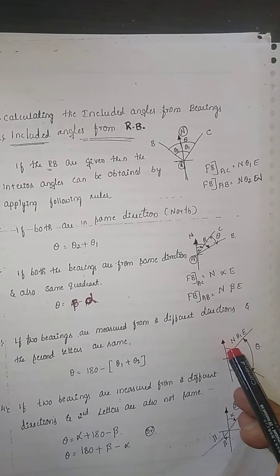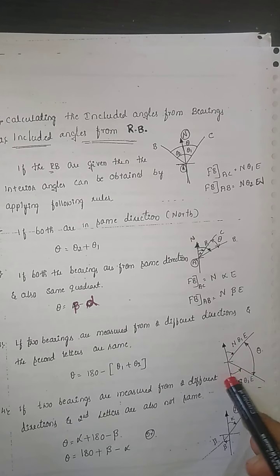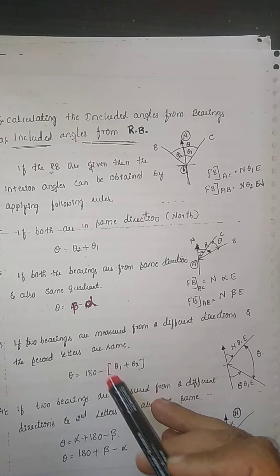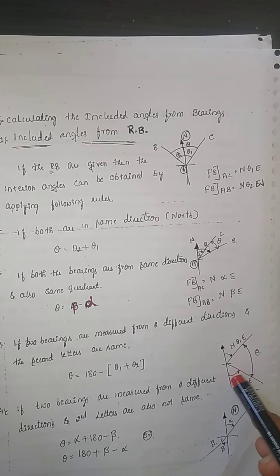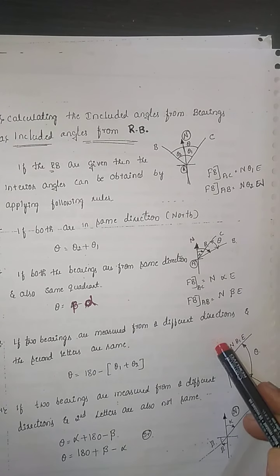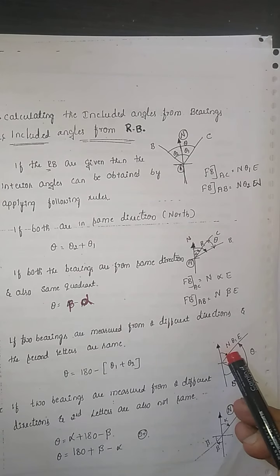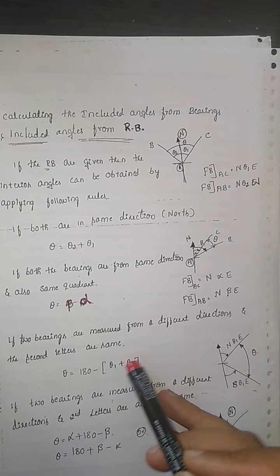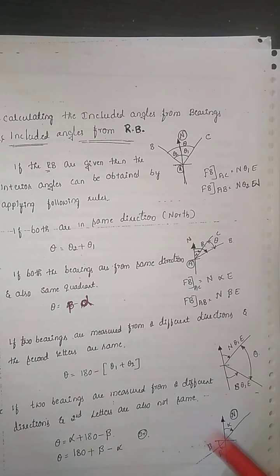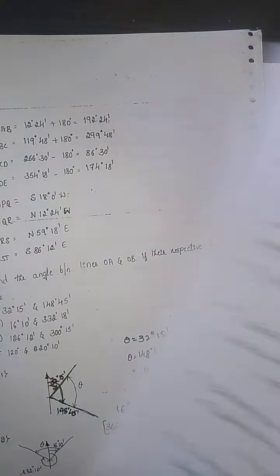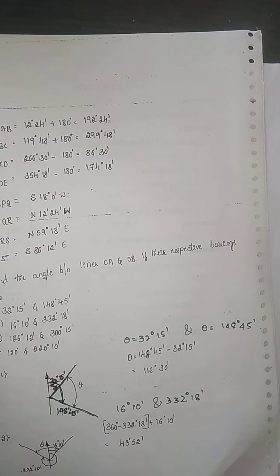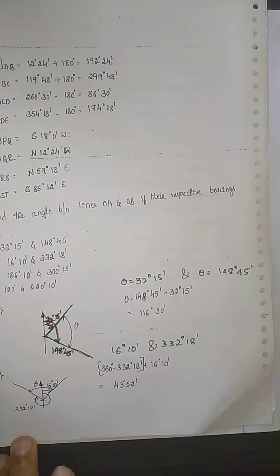180 degrees minus theta 1 over here, and in the bracket you are going to make it a plus, because this is out of 180 degrees, you are reducing theta 1, and then you are going to add the other angle, and then you are going to get this particular included angle. So this is what your included angle is. Then we will solve one problem on this included angle.